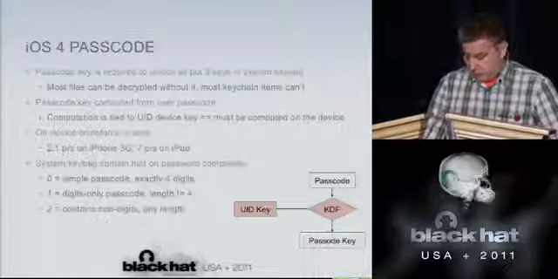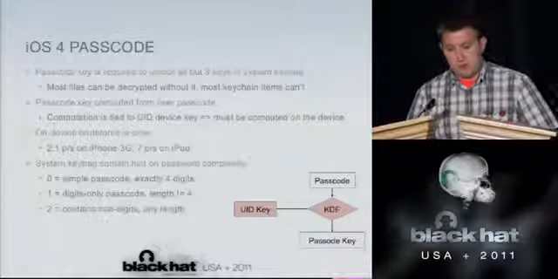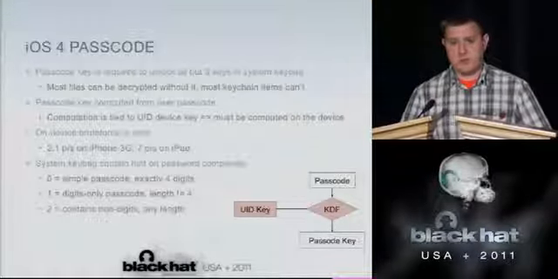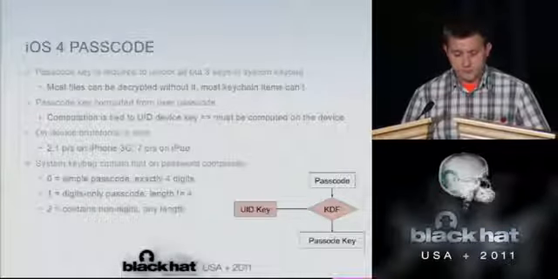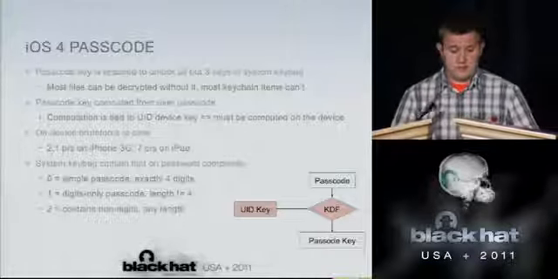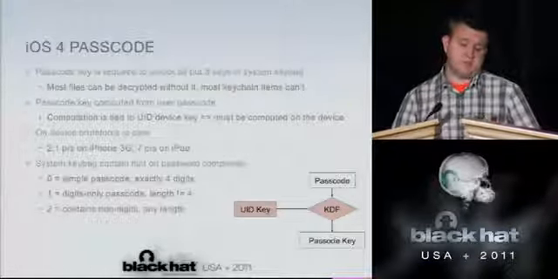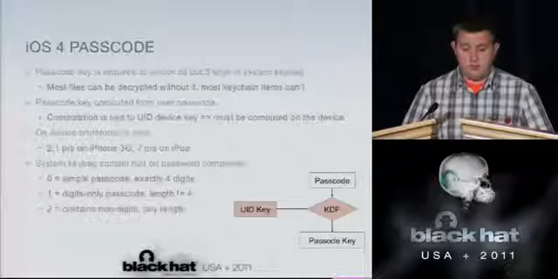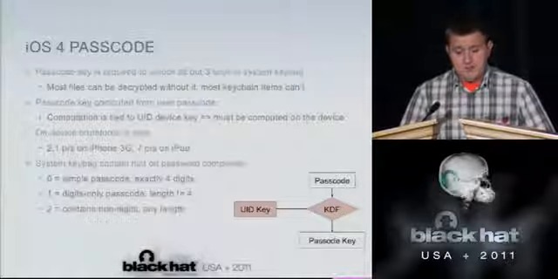And the problem with this is that passcode brute force is really slow. We have to do this on the device, so we can't really use any of these fancy GPUs or stuff. And the password recovery speed depends greatly on the device. For example, on the iPhone 3G, it is about 2 passcodes per second, and on an iPad, it's more like 7 passcodes per second.